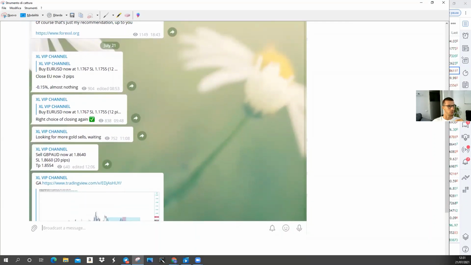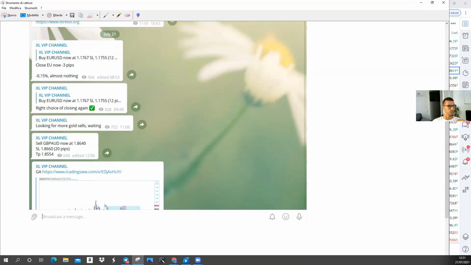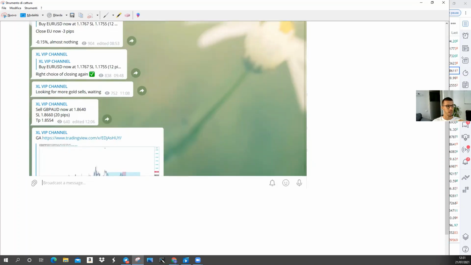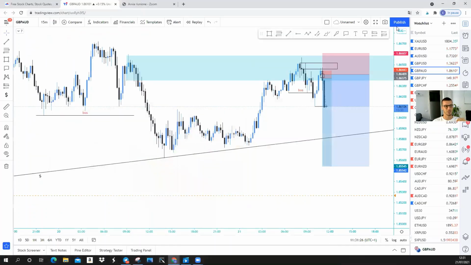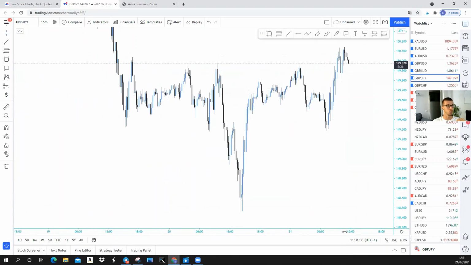We closed EUR/USD almost at entry, and then I was looking for gold sells, but it didn't line up. Therefore, I checked out GBP/AUD, which was on my watch list and was very interesting, and we entered this trade, sent the analysis and everything. All right, just for proof or whatever. Let's get started actually with the video. It's running nicely. I will monitor it during this YouTube video.